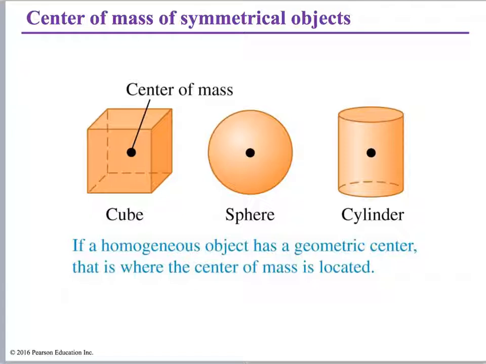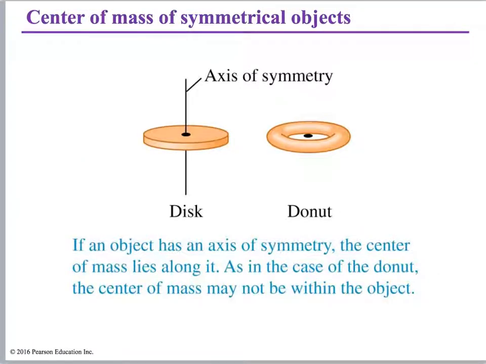All right, so objects that are nice and symmetric are really nice because the center of mass is easy to find, because it's actually at the geometric center of the object. So here are some examples for the cylinder, the sphere, and the cube. It's right at the very geometric center. In other cases, sometimes we can do this through integration, but we won't be doing that this semester.